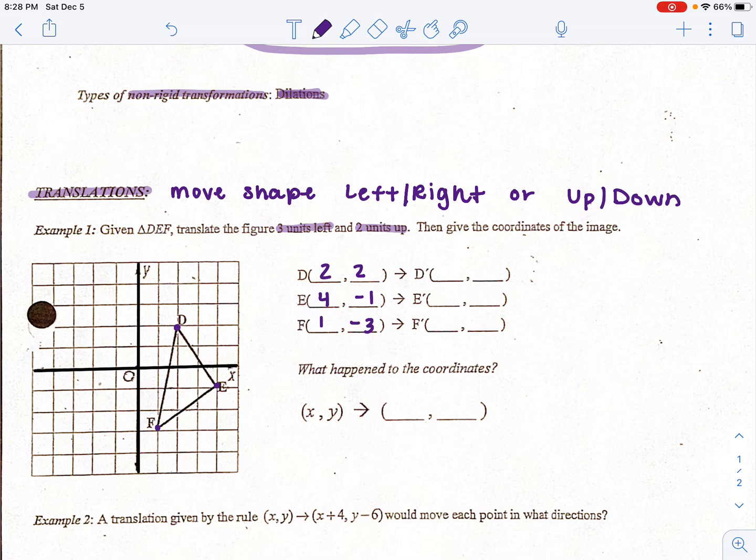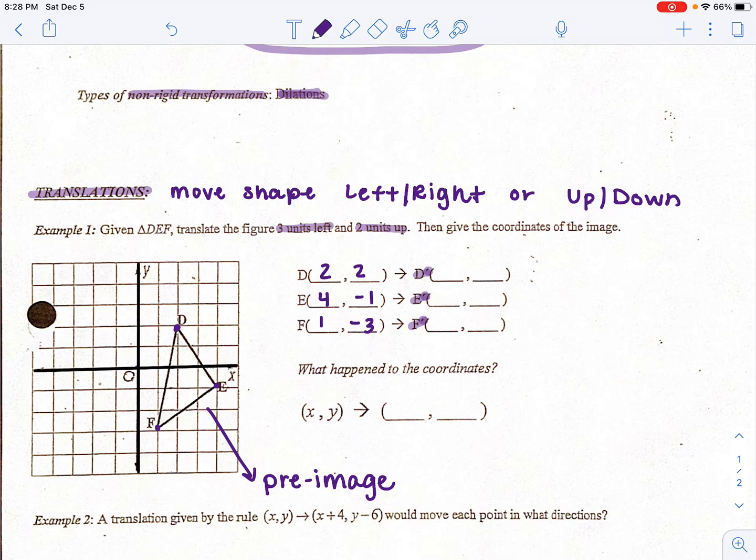All right, it's what we call our pre-image. So this one right here is what we call our pre-image. What we're going to do is we're going to do our transformation to it. That's going to create our image. We denote this with the same letters, just one added figure. The added thing we do is that little tick mark there. It's called a prime. All right, so it's going to be D prime, E prime, and F prime.